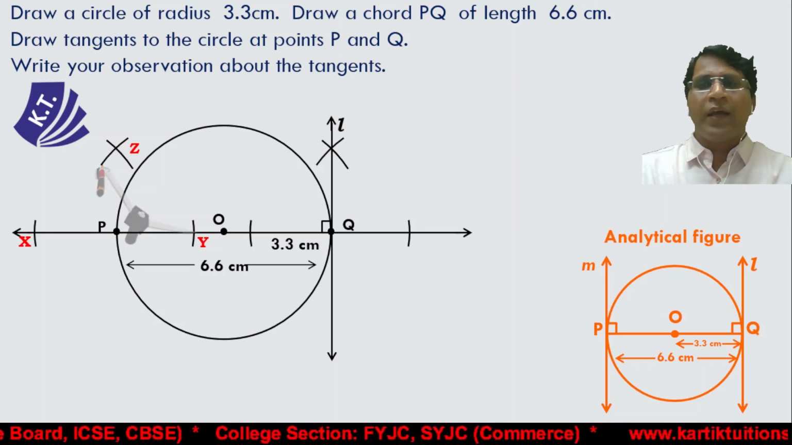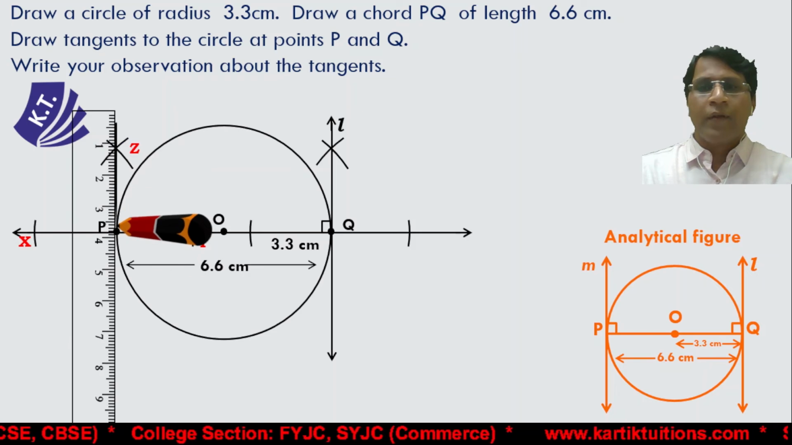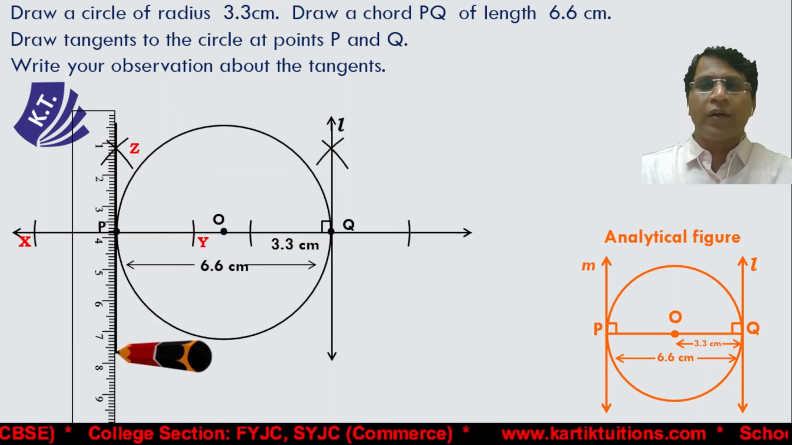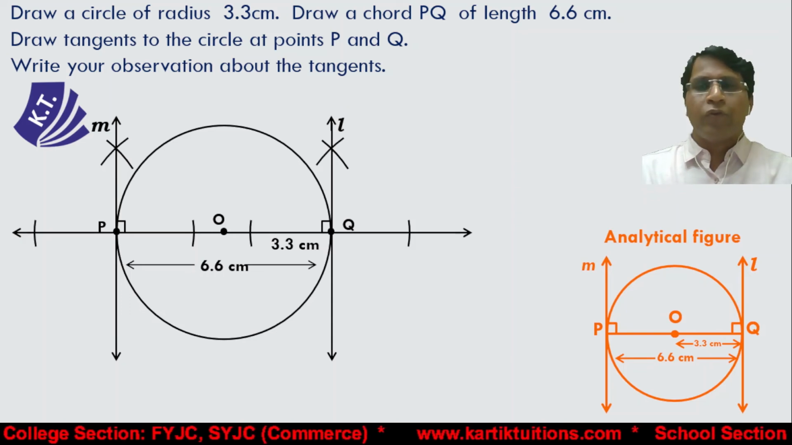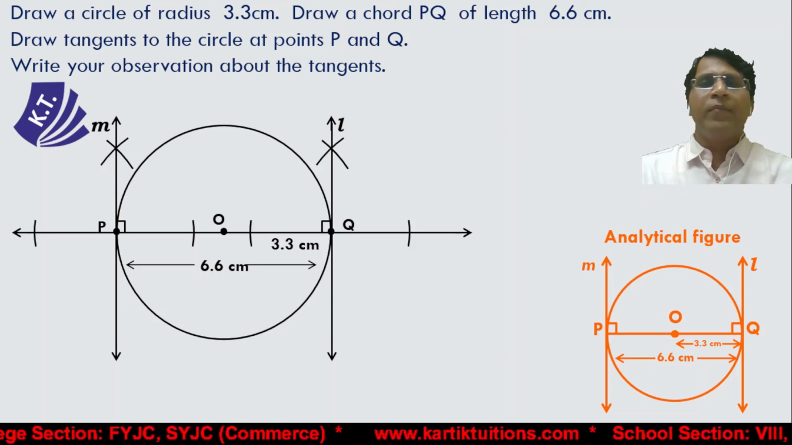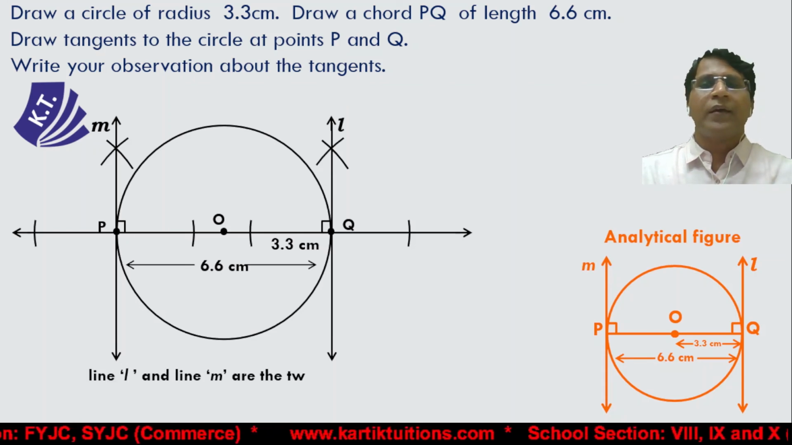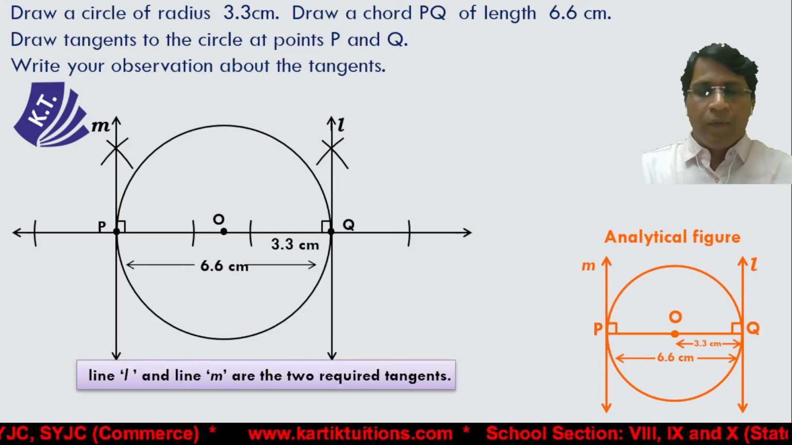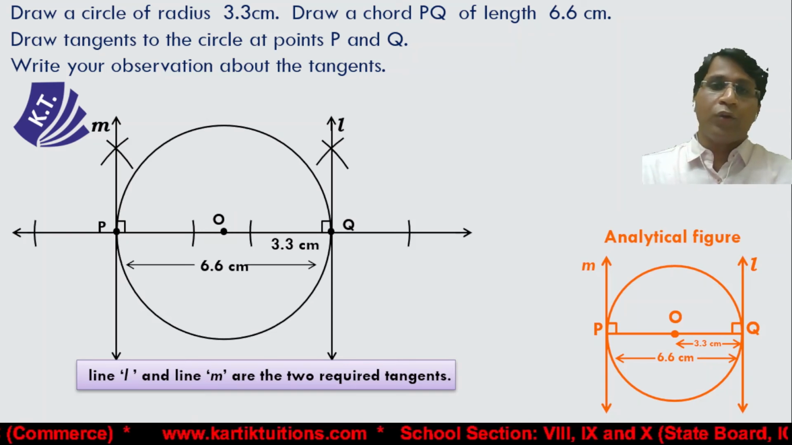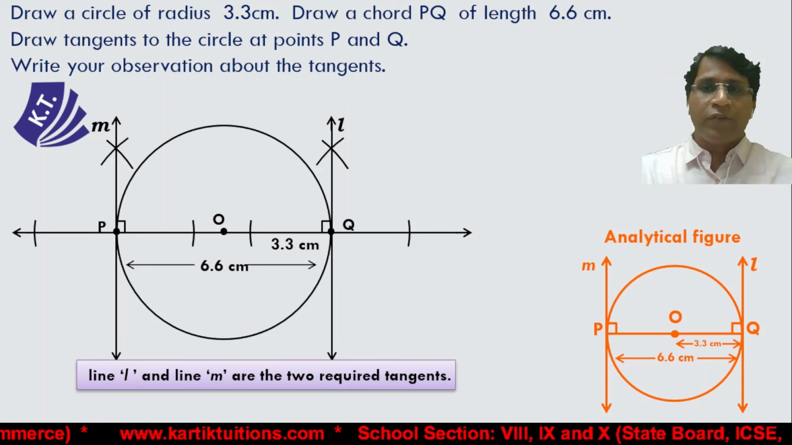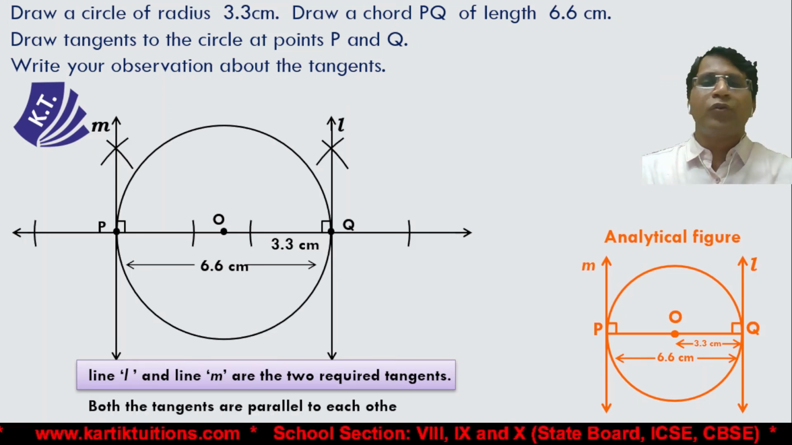Now I will draw the line which is passing through the arc intersection and the point P. Now that will be the tangent to the circle. In other words, it will be perpendicular to the line PQ. So we have drawn the tangents M and L at the points P and Q respectively. Acha, what do we observe? Now if you observe, angle P is 90 degrees, angle Q is also 90 degrees. So in other words, we observe both the tangents are parallel to each other.